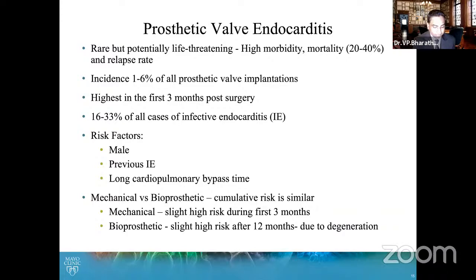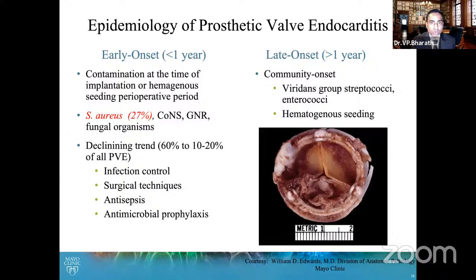Early onset is described as less than 1 year. Late onset is more than 1 year. Early onset, at least in the first 3 months, is due to contamination of the valve during implantation or hematogenous seeding during the perioperative period. If they have a UTI or a line-related bacteremia or fungemia, it can go and attach to the vulnerable healing tissue.